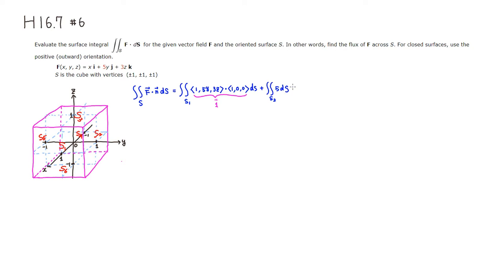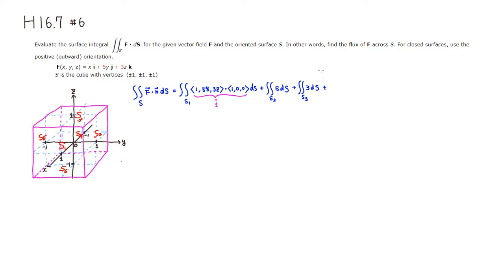And plus, let's look at S3. S3 is right on top, so its outer normal vector would be a k vector. Again, the z value is 1, so it's a 3. So you're going to have a 3 dS.